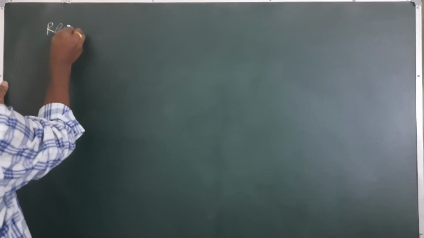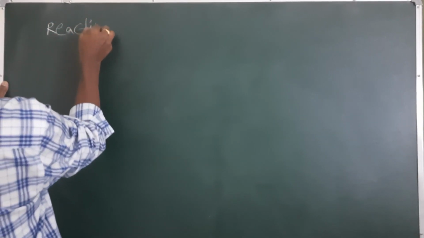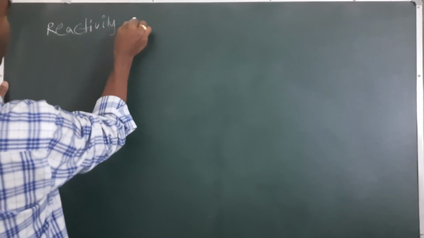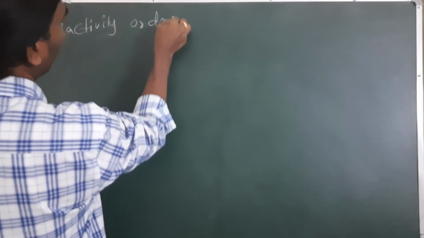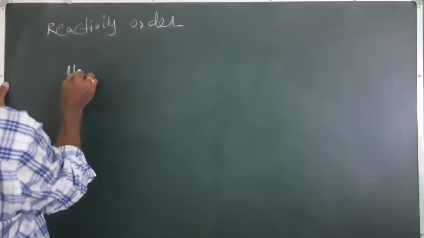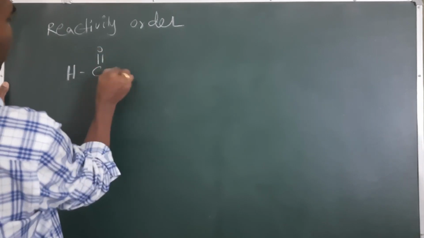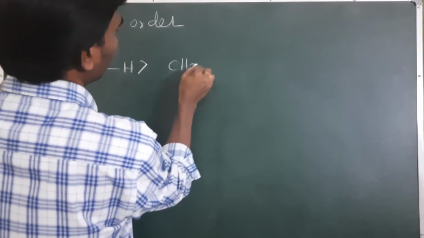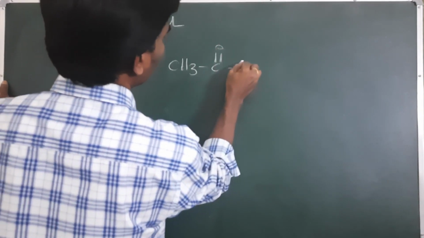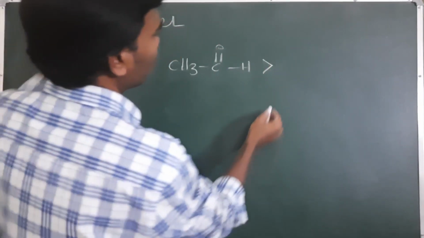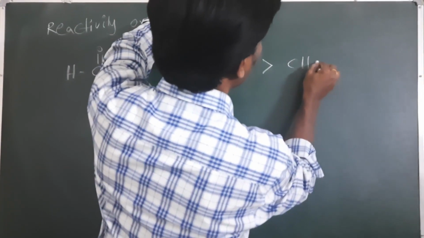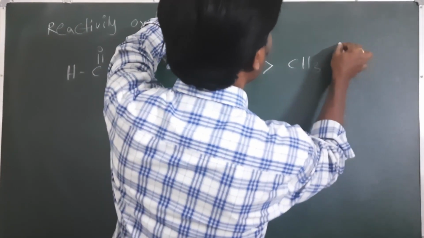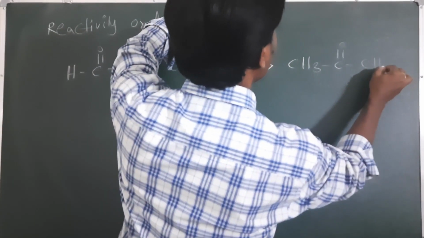Reactivity order of carbonyl compounds will be like this. First formaldehyde will come, HC double bond OH, followed by acetaldehyde, CH3C double bond OH, followed by ketone. Acetone you can take for ketone, CH3 C double bond O CH3. So this is the reactivity order of carbonyl compounds.